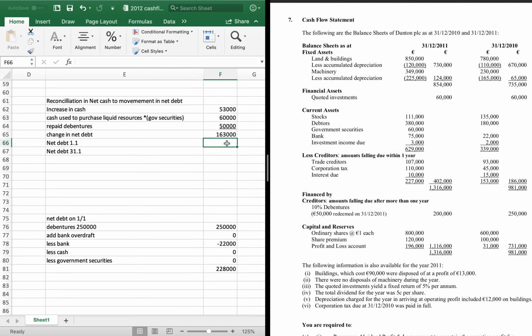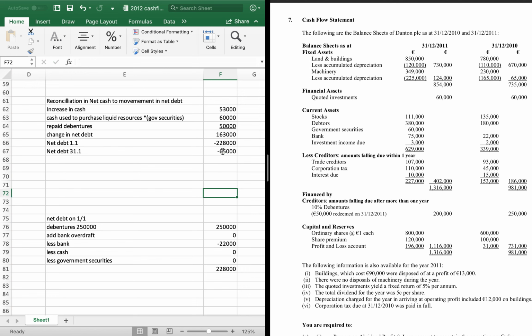Because it's in effect a minus, like our debentures are bigger than everything else, that's a minus. So then our net debt position at the end of the year, if we started off with 228 and in effect we reduced it by 163,000, the difference in the two of those is 65,000. We should have net debt this year of 65,000.